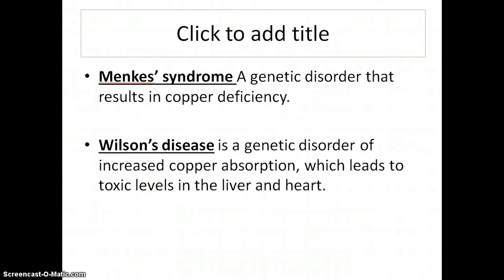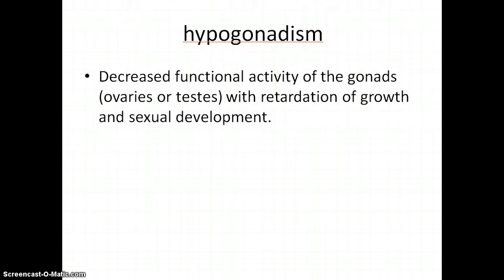When we think of a couple of syndromes that are opposite of each other, Menkes syndrome is copper deficiency, and Wilson's is increased copper absorption, which leads to toxicity. Both are fairly rare. Hypogonadism is a decreased activity of the gonads, either the ovaries or the testes, with retardation of growth and sexual development.